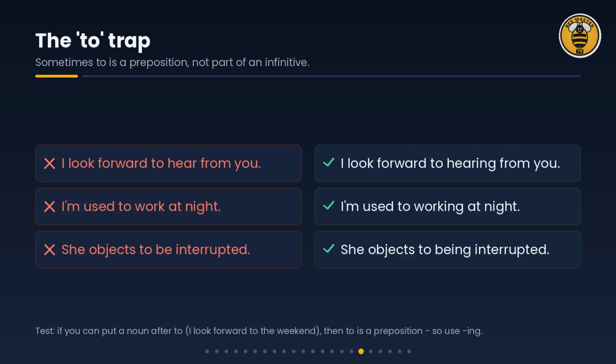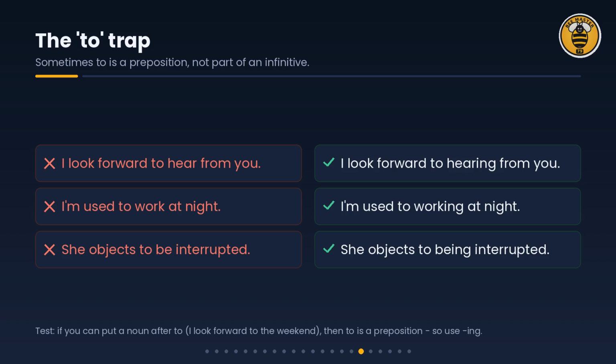And now the trap that catches even advanced learners. In some expressions, to is not part of an infinitive. It is a preposition, and after a preposition, we need ing. I look forward to hearing from you. I'm used to working at night. She objects to being interrupted.